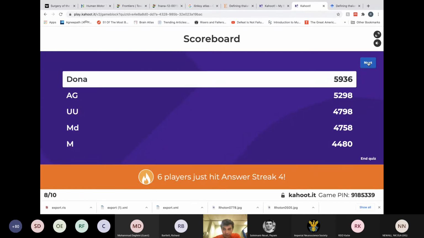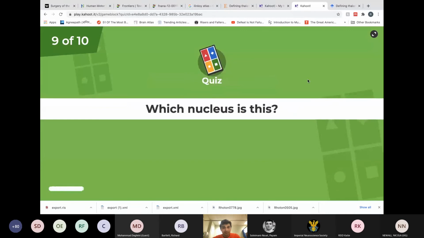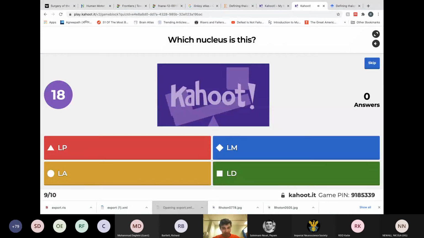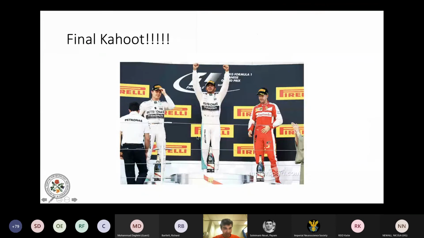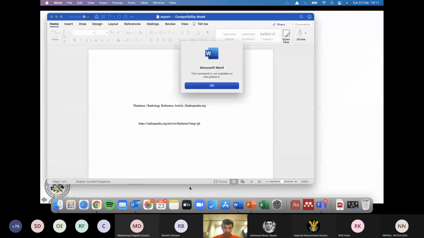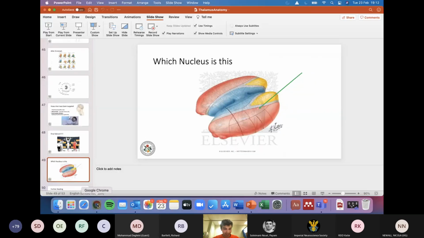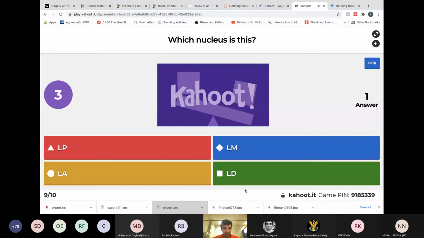Okay, it's getting close. Which nucleus is this? Okay, here we are. Sorry about the delay. Okay, that's the one. So which of these is it?